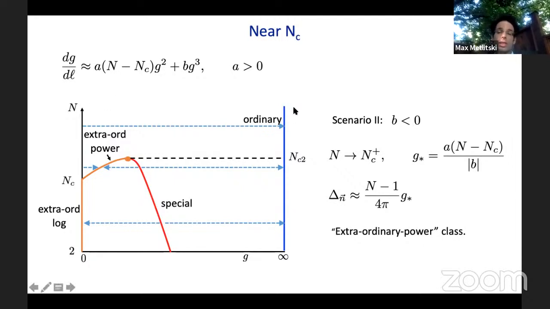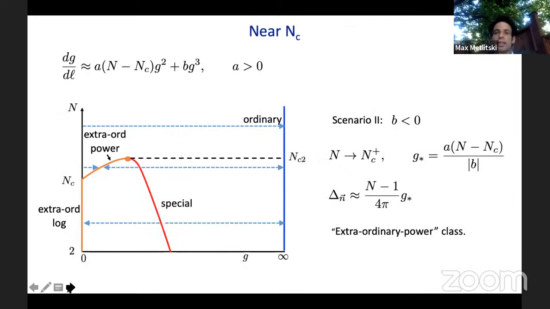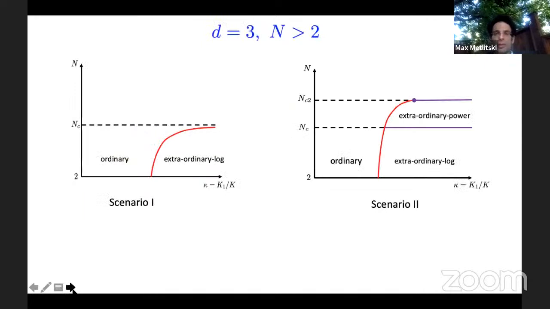Since we know that at n equal infinity we only have the ordinary fixed point, then this extraordinary, what we call extraordinary power fixed point, must eventually somehow disappear, and the simplest scenario is that it collides with the special fixed point at some yet larger value of n. So this is the second scenario. It's a little bit more exotic than the first scenario, but based just on analytics, so far we have to consider both. So really, this is about all the analytical conclusions we can draw at this point.